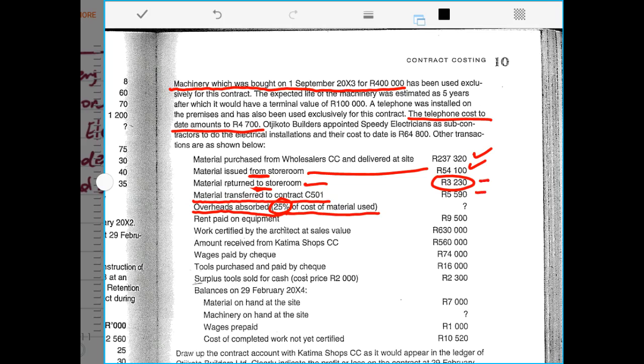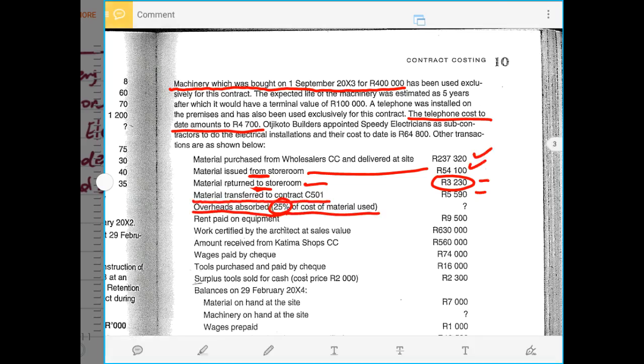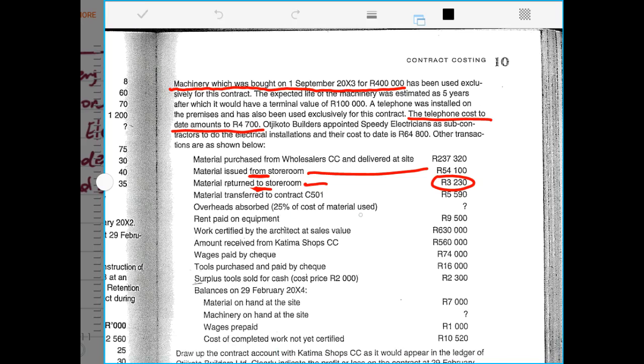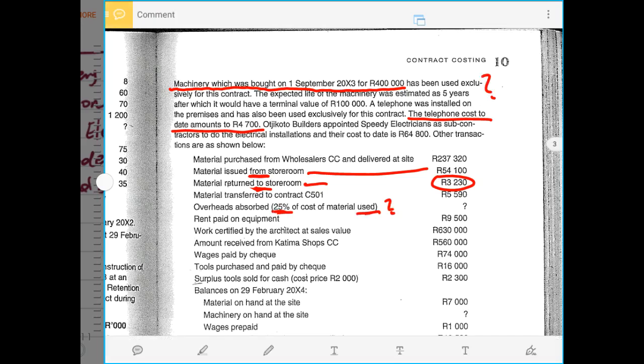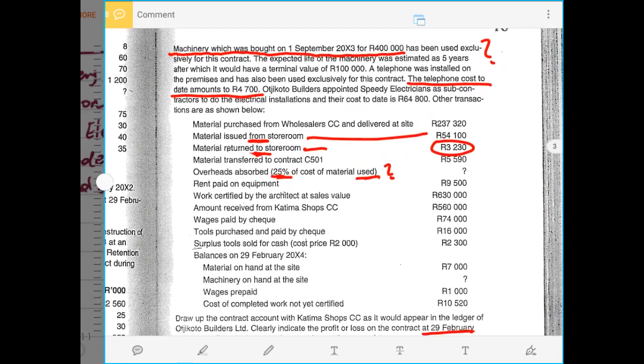But we don't know how much value of the material was left in the contract. So now we first have to read all the entries. Then when we know the value of the material that was left at the end of this period by the 29th of February, we can calculate the material that was used, so that we multiply that by 25%. So now this is still a question mark, and also the depreciation here is still a question mark. We'll have to come back and complete these entries whenever such time arrives.